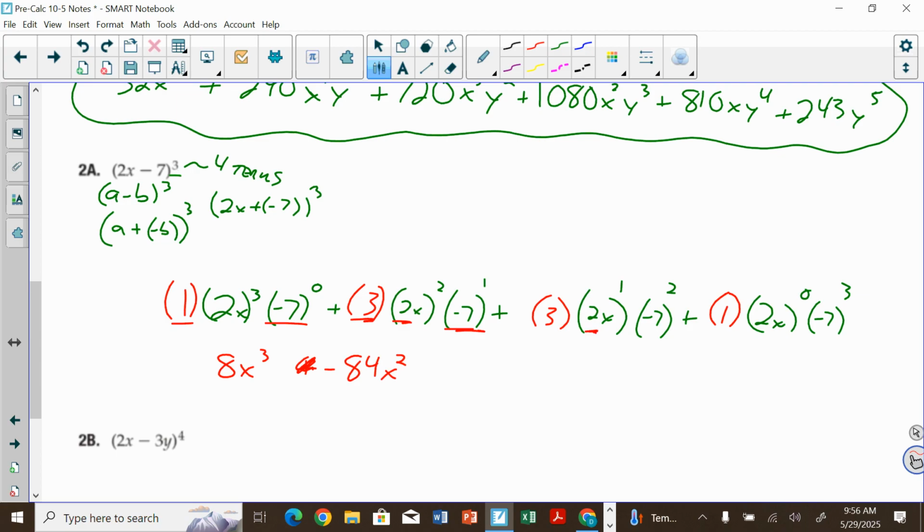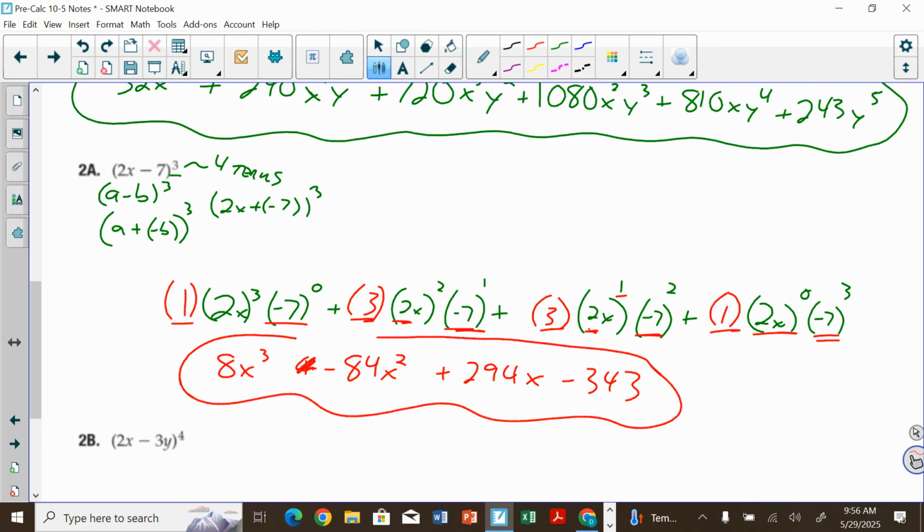So 2 to the first power is 2. And then times 3. And then negative 7 squared is positive 49. So that's going to be 294x. Once again, you've got 2 times 49 times 3. And then over here, I know this is 1. I know this is 1. So really, I'm just looking at negative 7 to the third power, which is negative 343. So it's just a bunch of multiplication and using exponents once we get our coefficients in there.